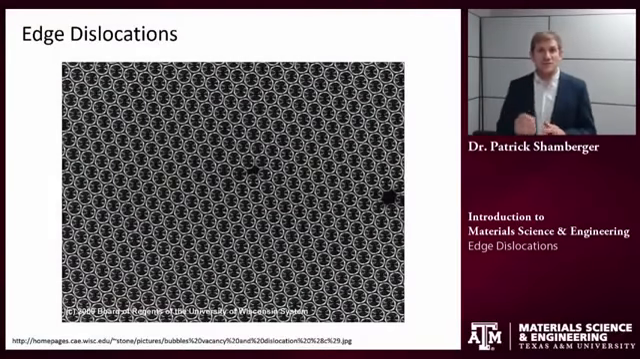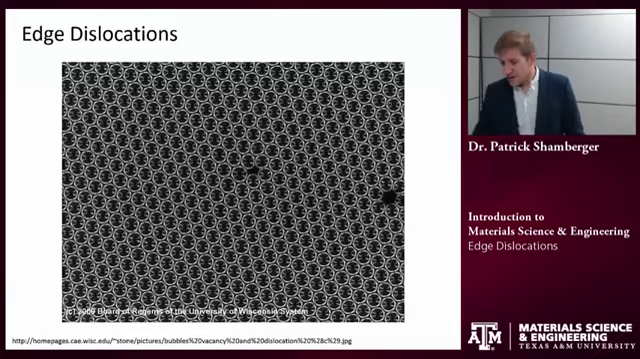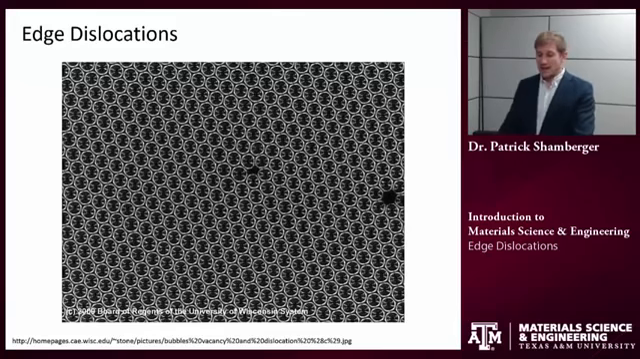Howdy. The purpose of this video is to describe one specific kind of linear defect, and that is an edge dislocation. So we're going to start off by showing you what an edge dislocation is. What I'm showing you here is a bubble array. This is a whole bunch of bubbles floating on the surface of some liquid, and at first glance, it looks like a perfect lattice.